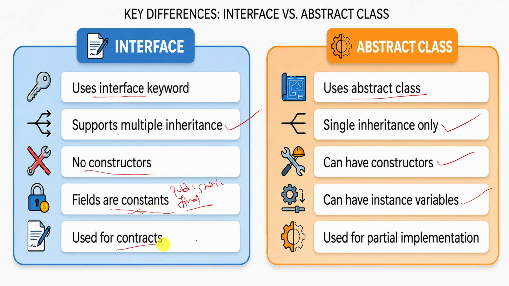An interface is used for contracts. We are defining a contract. We are providing only method declarations. Contract means what needs to be done. In an abstract class, we are using partial implementation. Why partial? Partial means it will have abstract methods as well as concrete methods. Abstract means only method declaration, that is, a method without implementation, plus concrete methods, which means methods with implementation. So these are the differences between interface and abstract class, mostly asked in interviews.